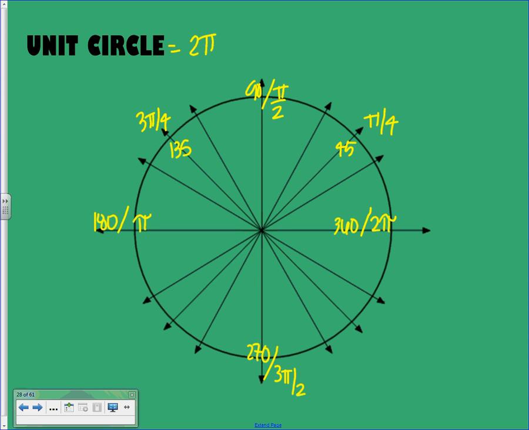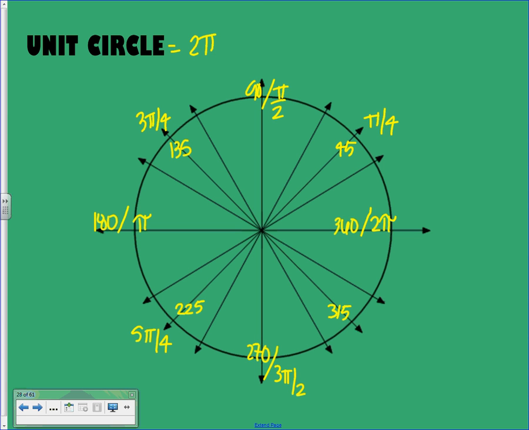Another 45 from 135 gets me to 180. Another 45 lands me down here at 225. So I'm at 1 plus another quarter, which will be 5/4. So that would be 5 pi over 4. Another 45 gets me to 270. Another one gets me to 315.